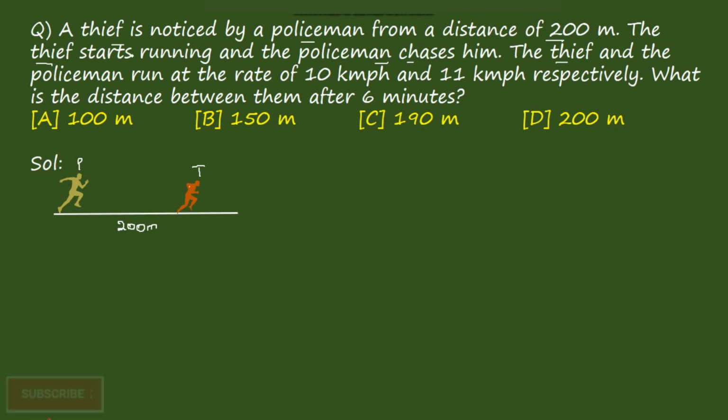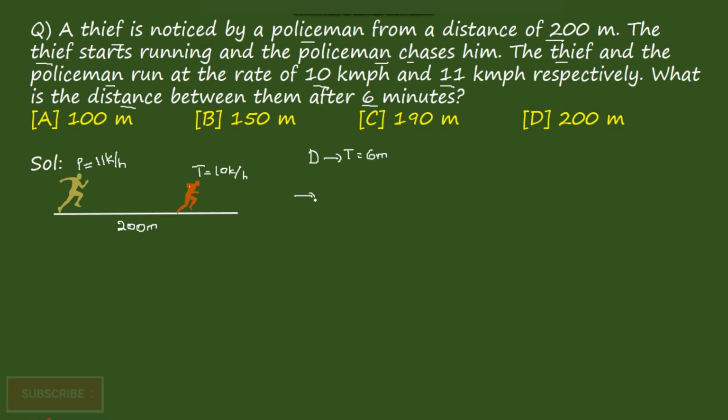The thief and the policeman run at the rate of 10 km per hour and 11 km per hour. So the speed of the policeman is 11 km per hour, and the thief is 10 km per hour. Again, they are asking what is the distance between them after 6 minutes. We have to find the distance after time t equal to 6 minutes.